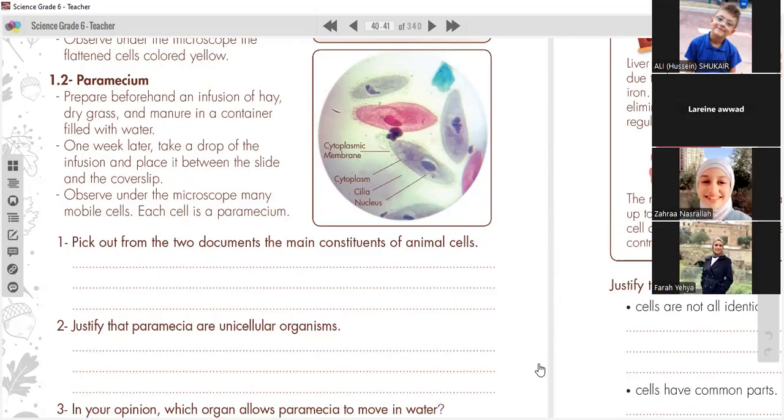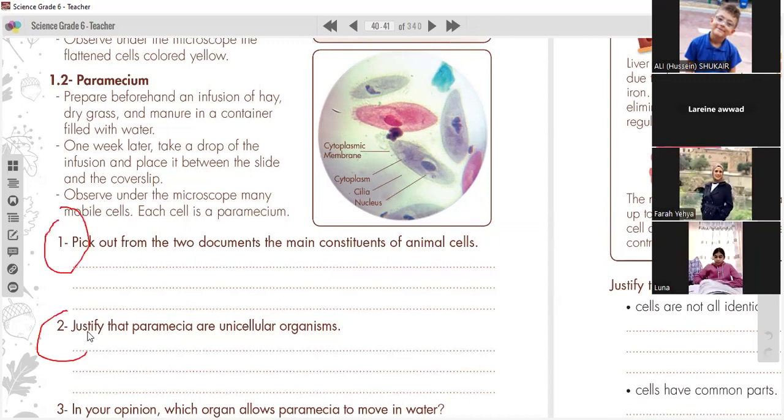Guys, we still have less than one minute. I want to say something only. I will share with you the answers of numbers 1, 2, and 3. You have to study only number 2. I will add here the definition of multicellular.